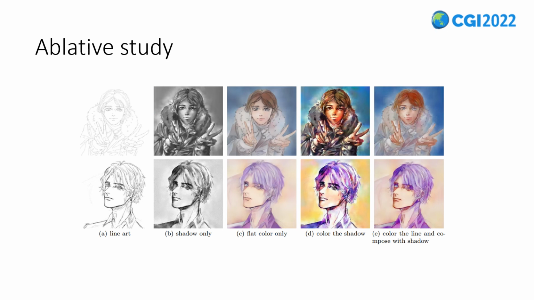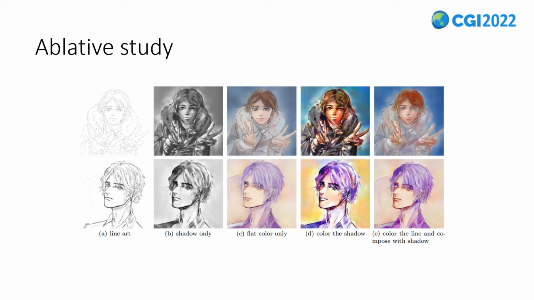This group is an ablation study. Column C has flat color results without shading. It's just flat color and doesn't have semi-realistic structure. And column D is the result of directly colorized shadows, which creates color confusion and has lots of artifacts.